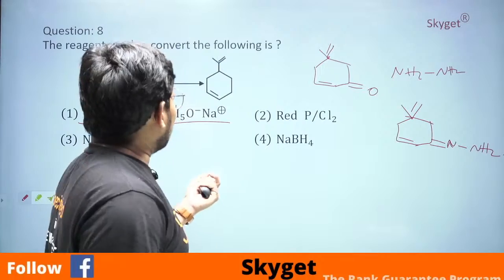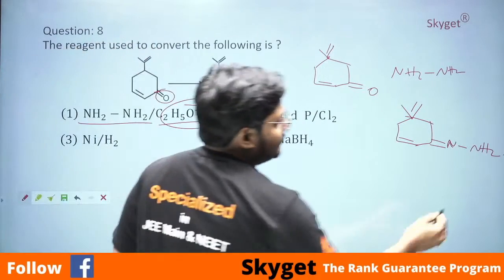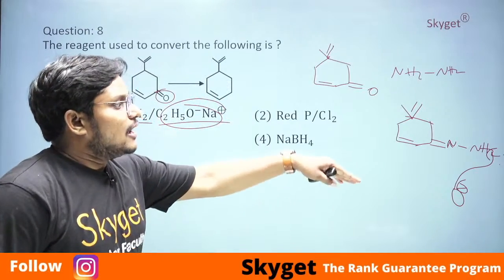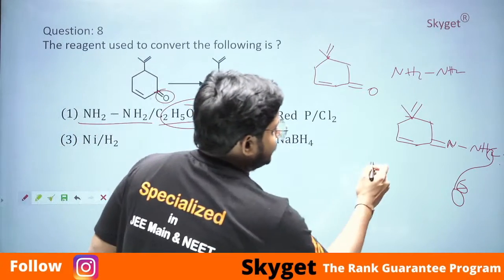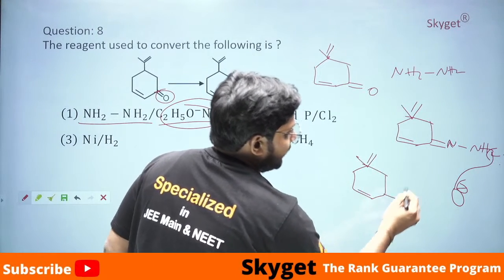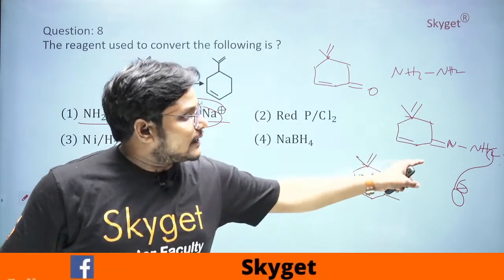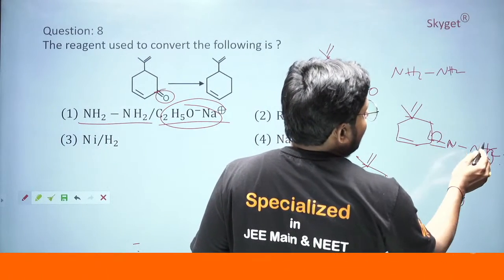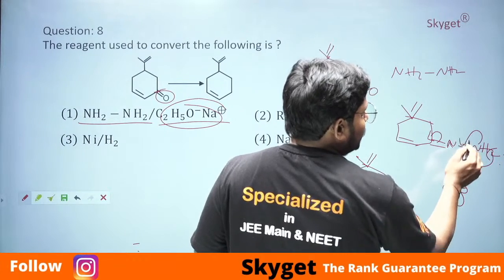Now you are reacting with a base. What will this base do? This base will abstract this hydrogen. So immediately after that step, what will happen, students? As the nitrogen attracts that H, this bond will shift here and the hydrogen will move to this side.